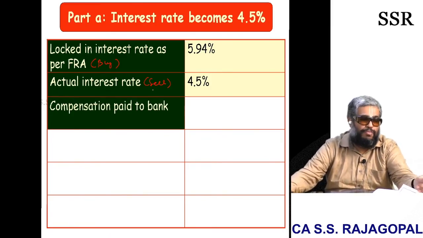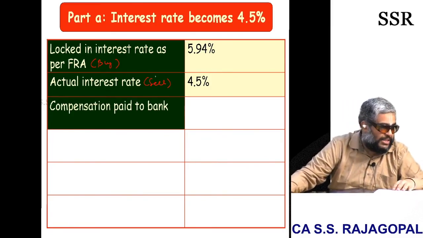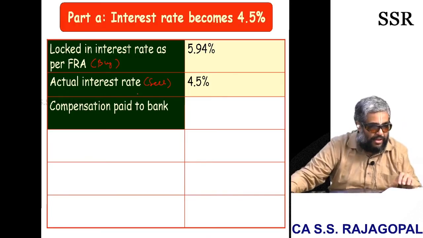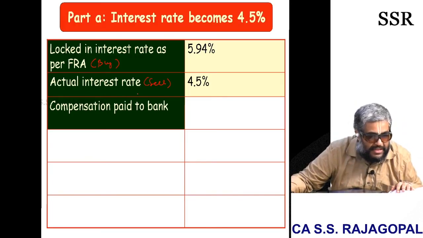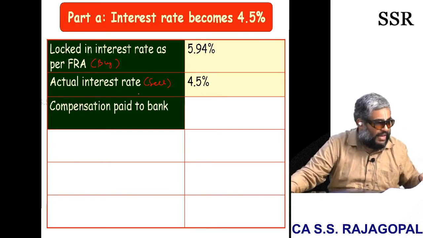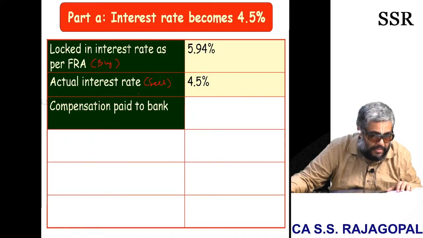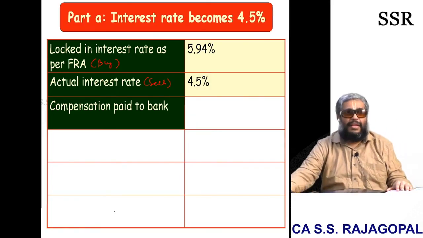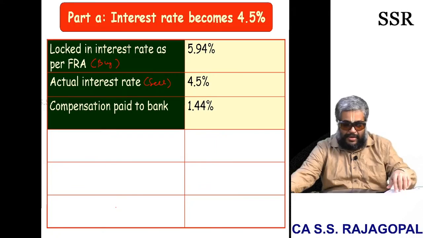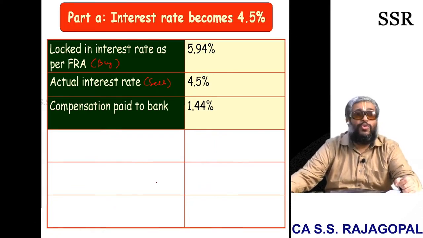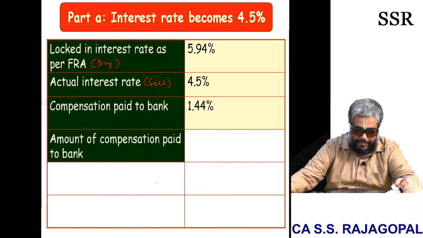Compensation paid to bank. Notional principal, all of you tell me, notional principal is given as how much here? Please help me out with the notional principal. It is given as 50 million, that means 500 lakhs. The compensation to be paid to bank is 1.44%.